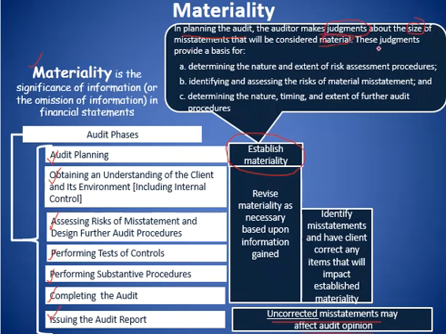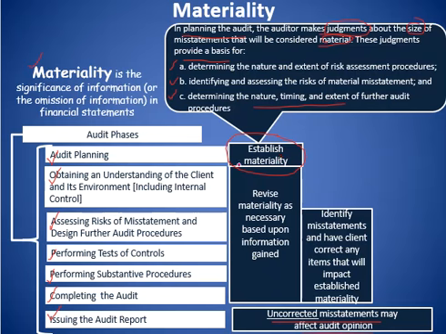These judgments provide a basis for determining the nature and the extent of the risk assessment procedures. Obviously, materiality sets the stage for assessing risks, B, identifying and assessing the risks of material misstatement, and C, determining the nature, timing, and extent of further audit procedures. So materiality drives all of these steps through the planning process and all the planning.